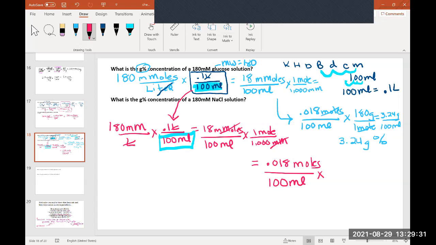Now I need to multiply by molecular weight for sodium chloride. There are 58.45 grams for every 1 mole. And this means I now have 1.05 grams percent. 1.05 grams for every 100 milliliters of solution. Okay.